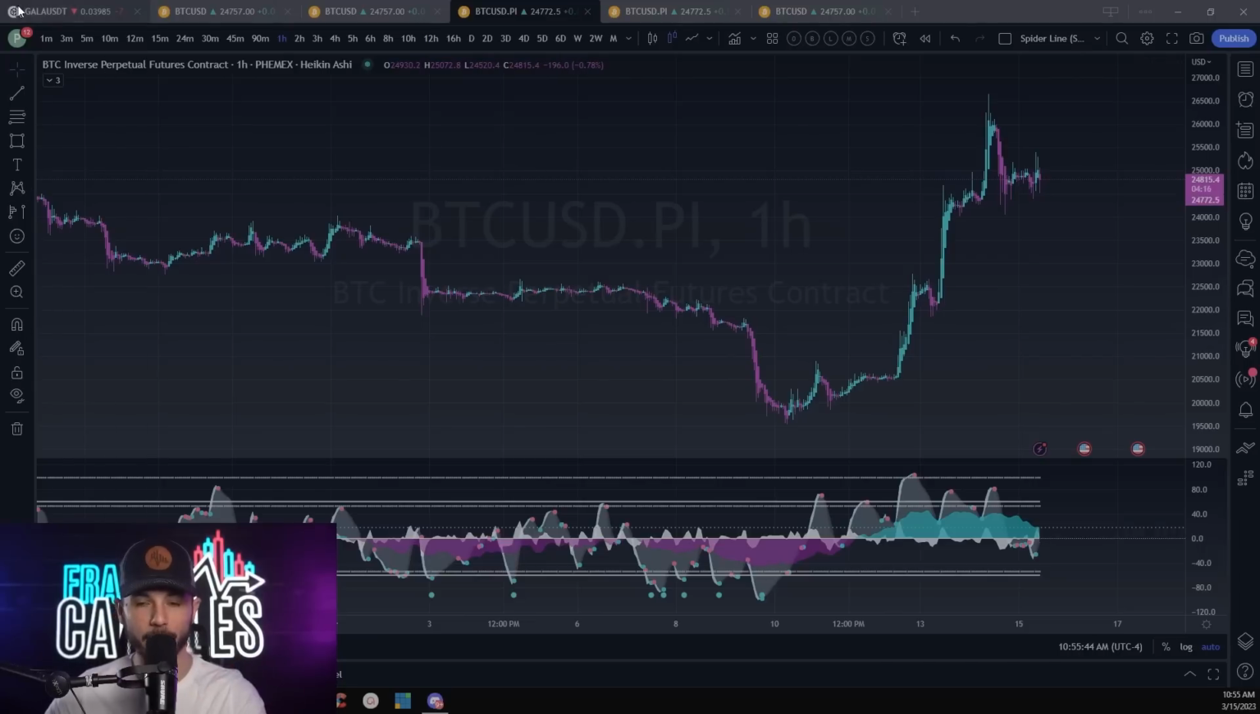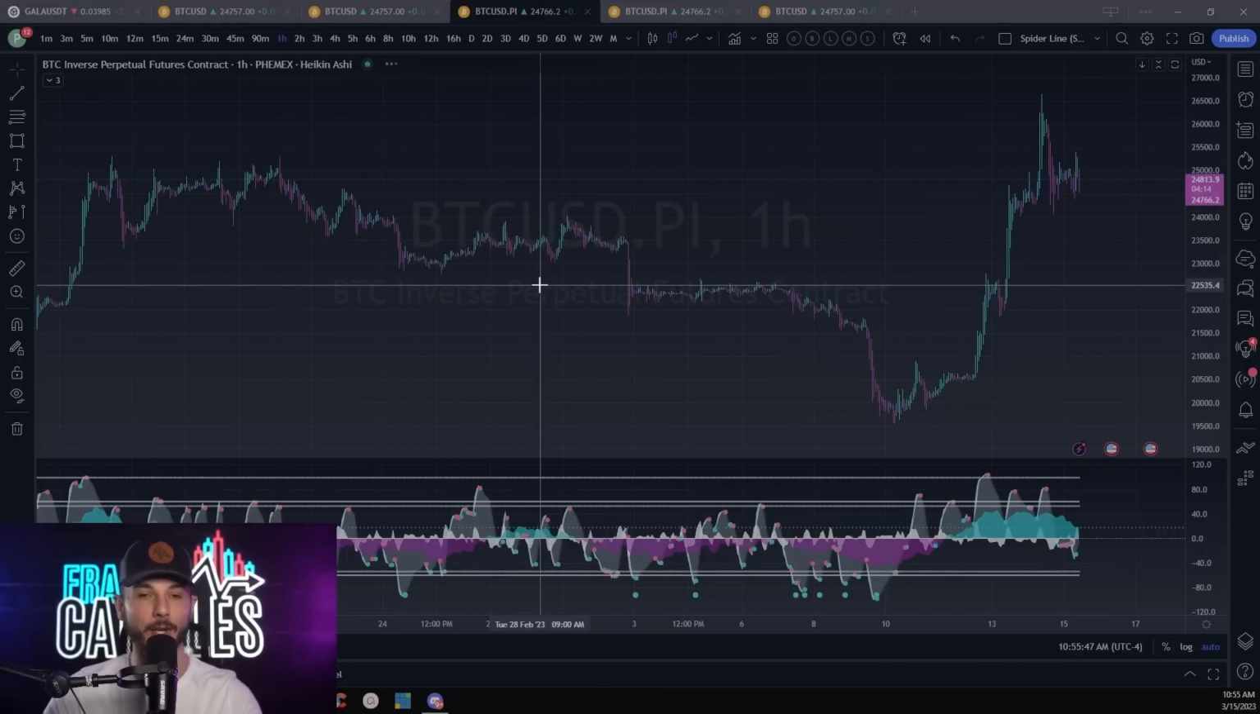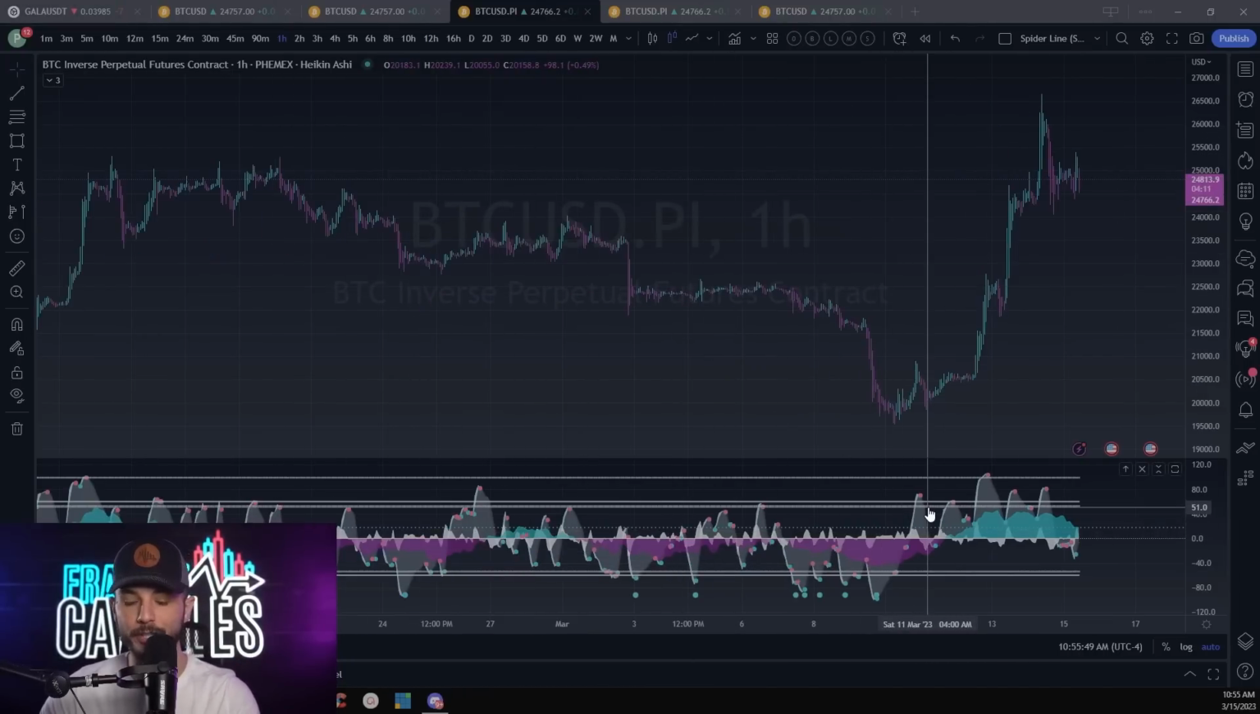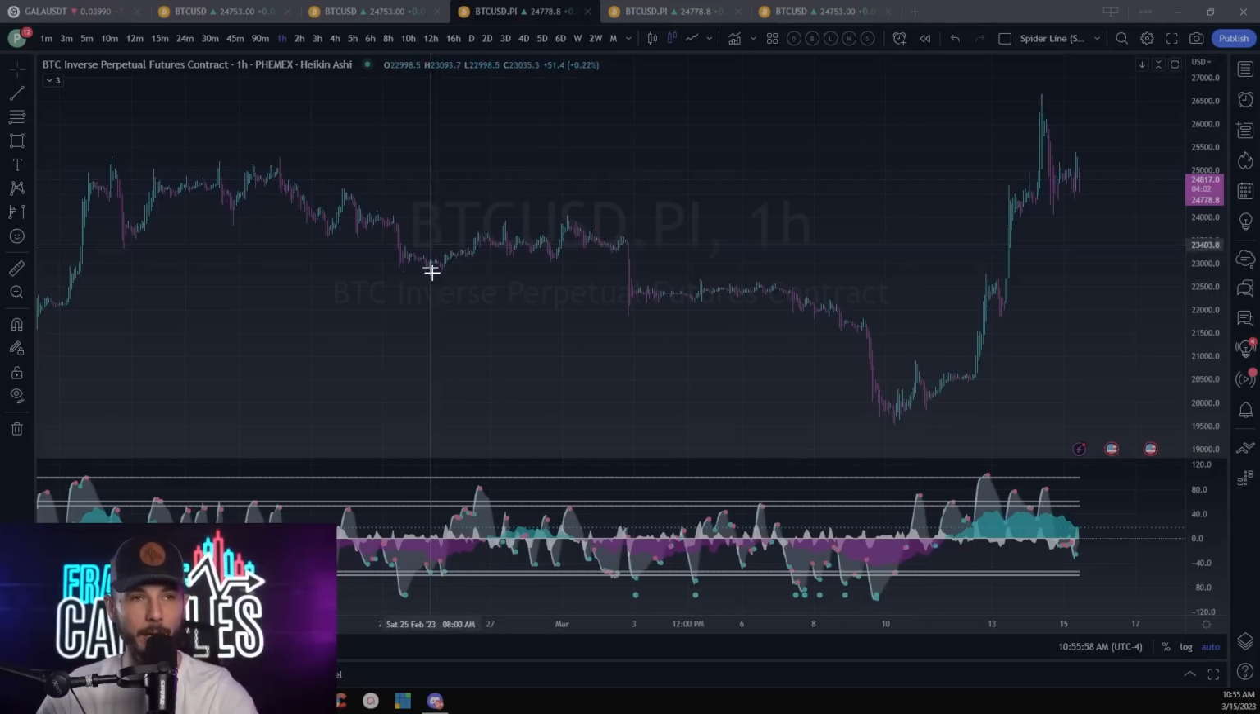So guys, here we are on the Bitcoin 1 hour chart. Real quick, I just want to run over some things that are popping up on the indicators that may be leading signals that we might be getting a move to the downside, but nothing is set in stone just yet. But I do want to go over some of that stuff.